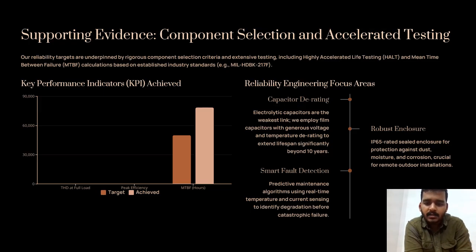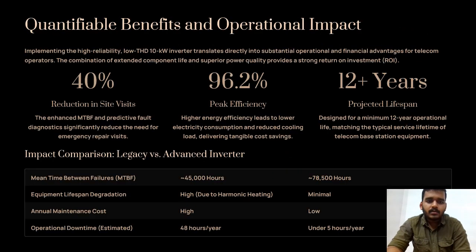Smart fault detection algorithms use real-time temperature and current sensing. Algorithm means the coding; we have no idea about it. It detects degradation of components before failure. If the components are degraded, what are the consequences we get at the output? IP65 is a rated protection against dust and moisture for remote outdoor installations. Outdoor installations have a lot of complications. So these are the quantifiable benefits of operations, affecting peak efficiency and projected lifespan.